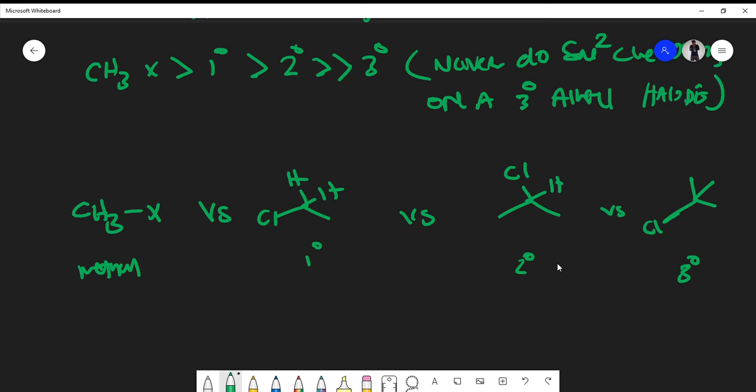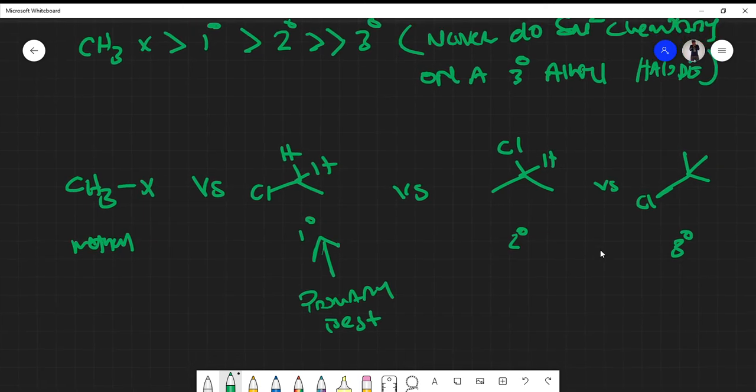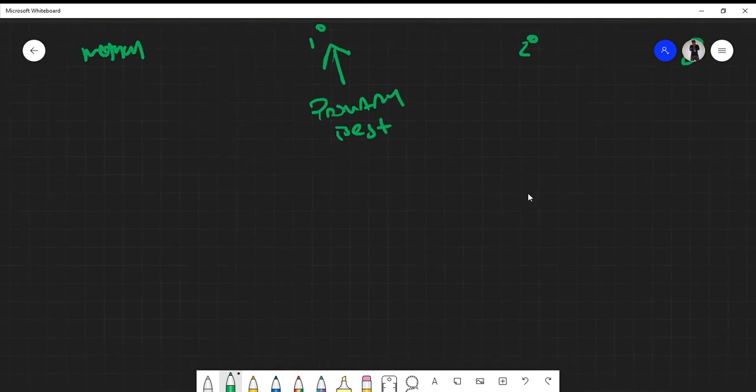Now for SN2 chemistry, even though I said that the methyl is better than a primary, really in organic chemistry we use the primary as the best one, right? So even though you see methyl chemistry, we really use primary alkyl halides as our best substrate.